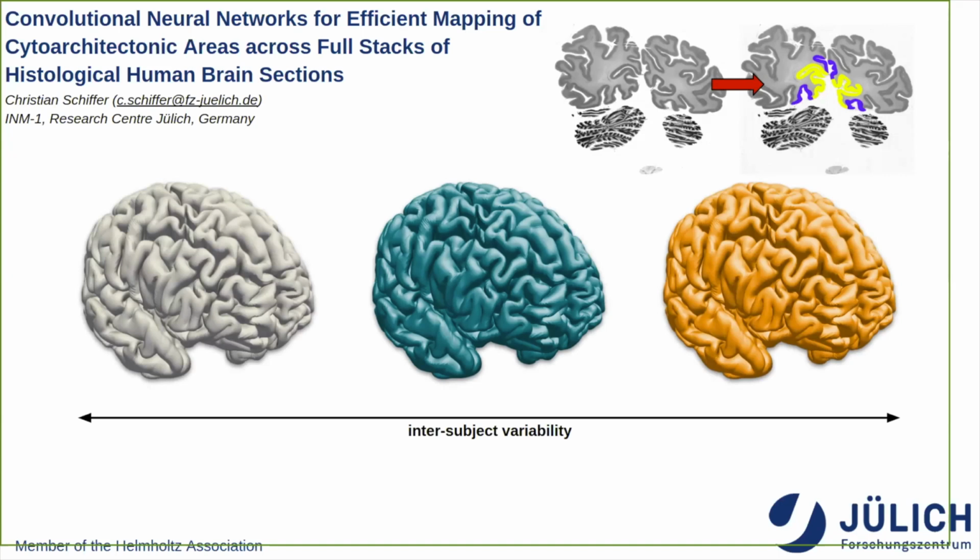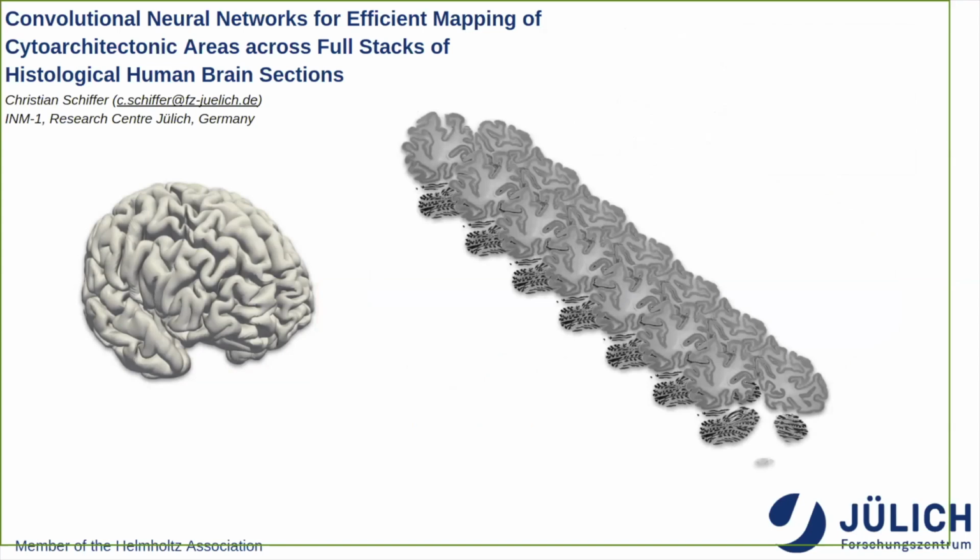This is partly because we have a high intersubject variability across brains and also differences arising from different processing protocols. So our idea was to pursue a divide and conquer approach, where we first subdivide this very complex task into smaller tasks which are easier to solve. As a first step, we focus on just one brain. This brain is composed of several thousand histological sections. But even when only considering one brain, we still have a high intra-subject variability.